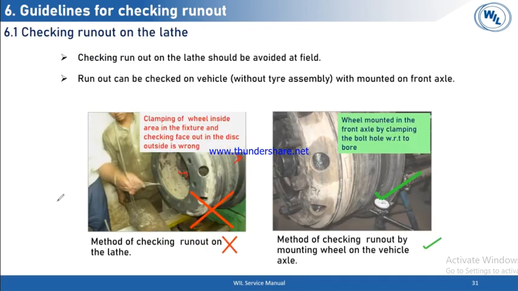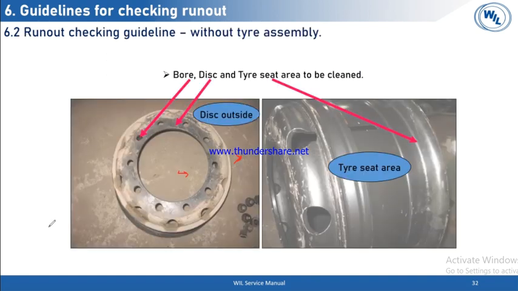Here, one thing just for information: we need to check this runout at the front axle, where only a single wheel is fitted. Actually, on a dual wheel fitment axle we cannot check runout, so we need to check it at the front axle. So we will see the detailed runout checking procedure in future slides.